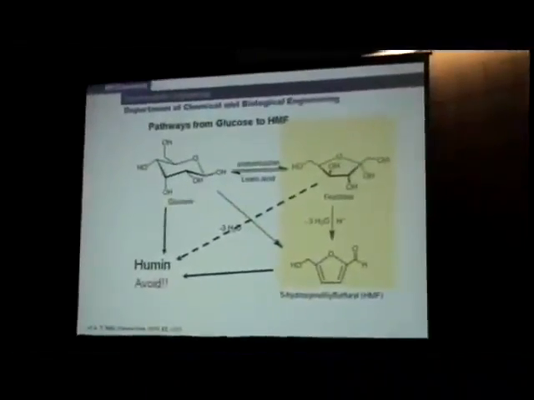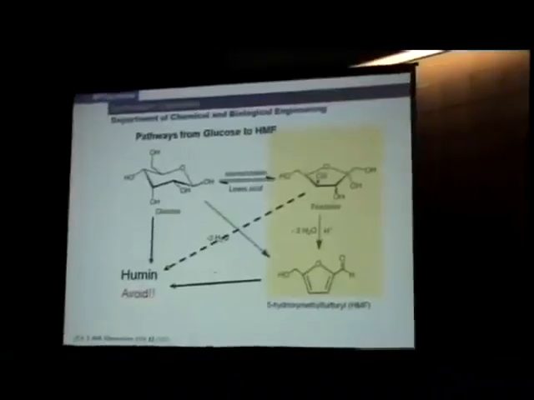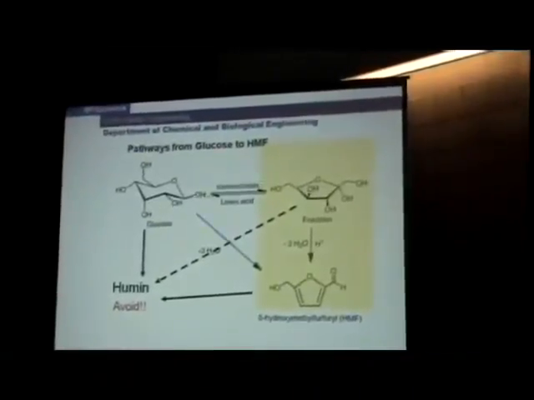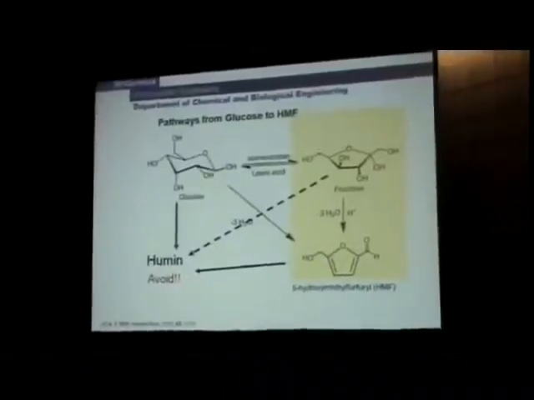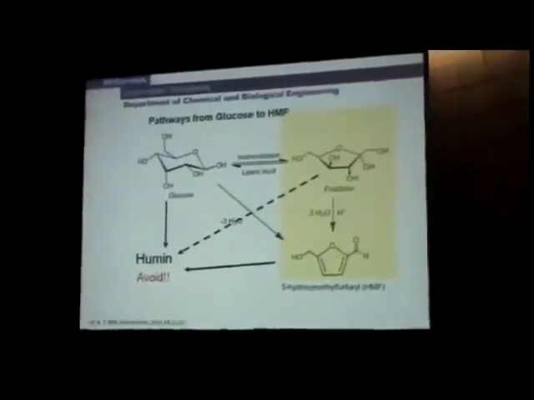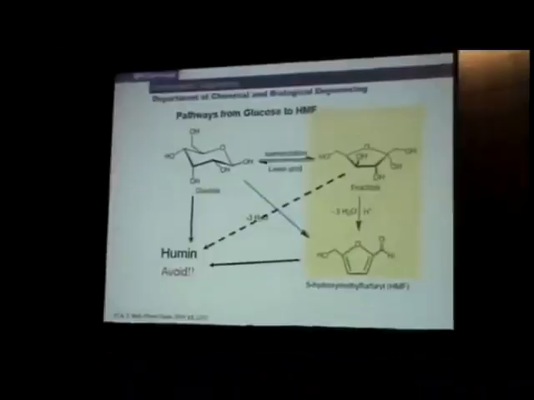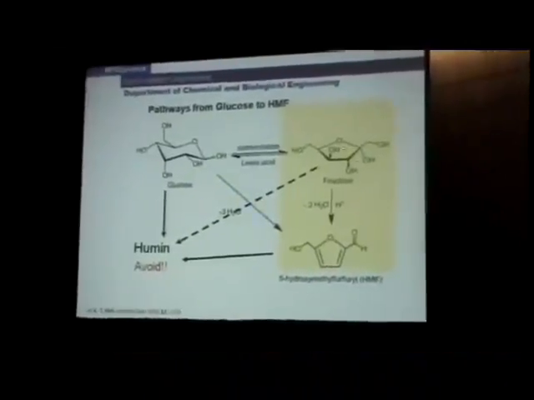And one of the advantages of tin beta is that rather little humin is formed. It can carry out this isomerization very easily, and the fructose is the one that can be converted to HMF more easily than glucose, so this isomerization is a desirable reaction.